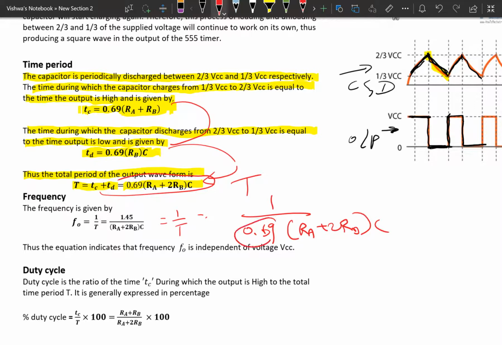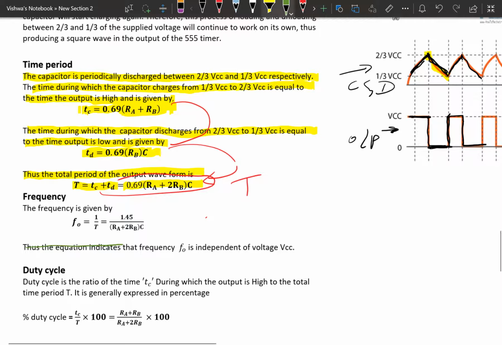Here 1 by 0.69 is 1.45. So the frequency expression is 1.45 divided by (RA + 2RB) into C. This is the frequency. In this equation there is no term of power supply VCC. Okay, there is no VCC term. So that indicates the frequency is independent of voltage VCC. Whatever input voltage you provide to work the IC, the frequency generated is independent of that.